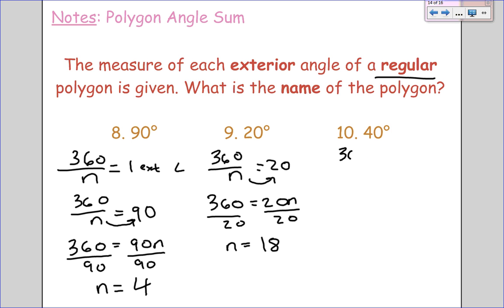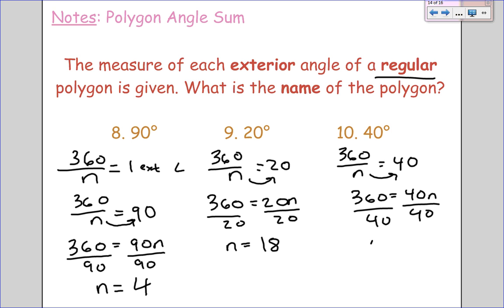And one more. 360 over n equals 40. Move the n over. 360 equals 40n. Divide both sides by 40. So n equals 9. So this is a nonagon.